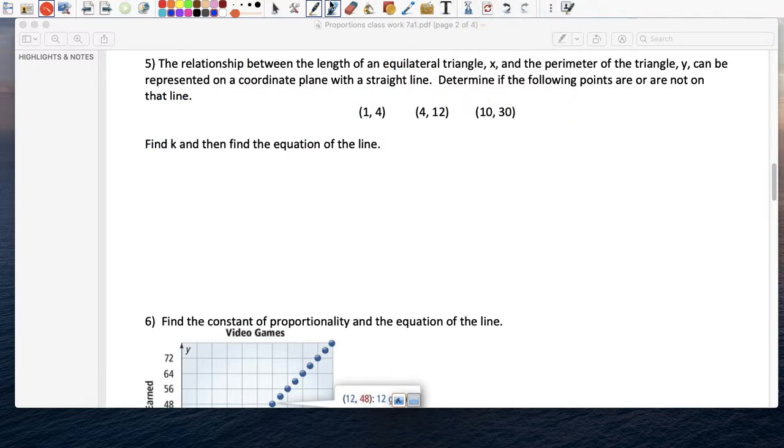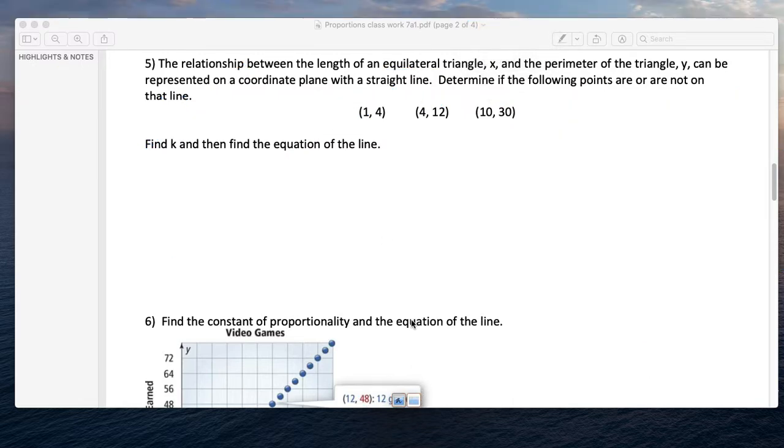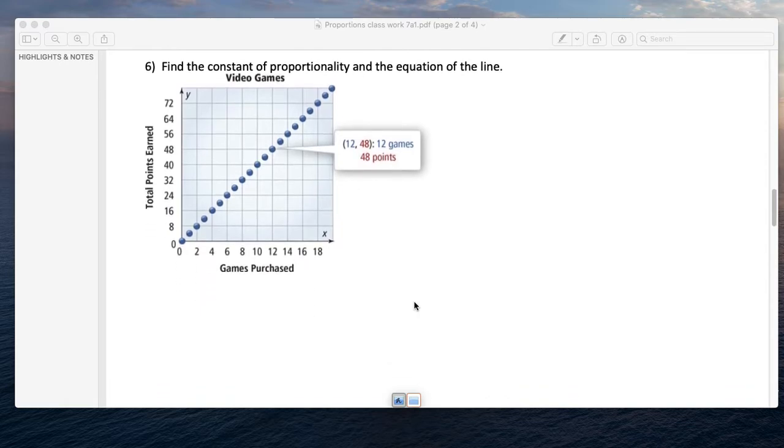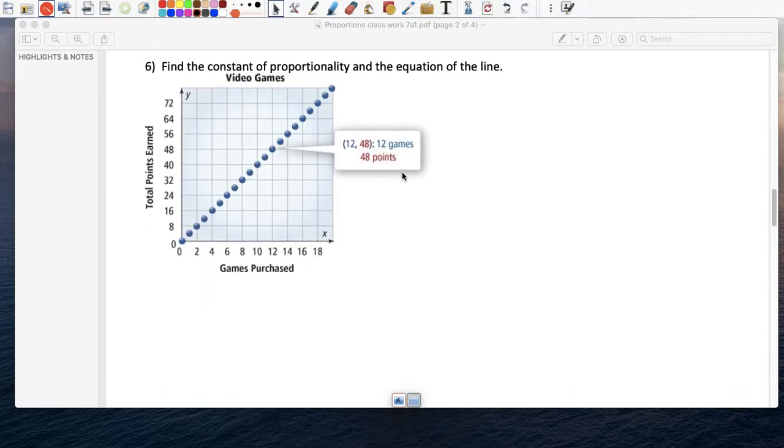Sorry. So number 6, we want the constant of proportionality and we want the equation of the line. So that's easy. Pick a point, and they give one to us. 12 and 48. So this is 12 and 48. Can you see another point? Yeah. Let's see this one.